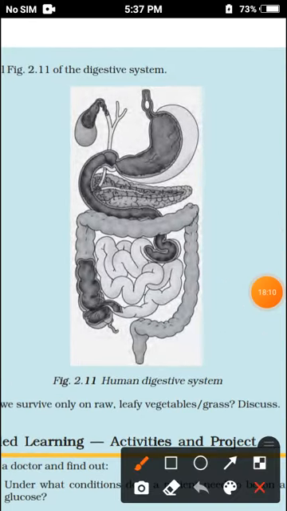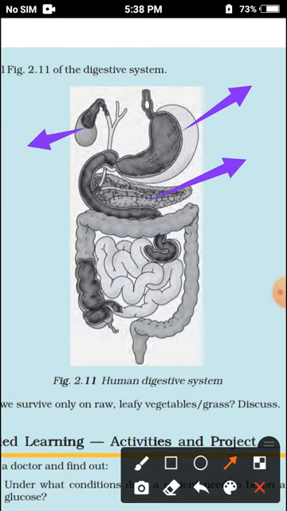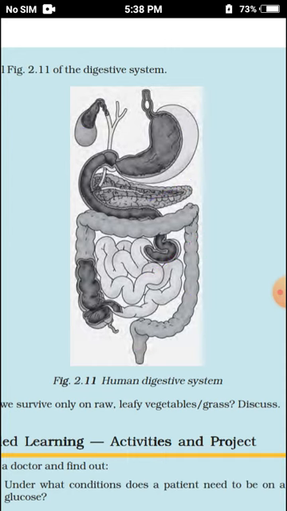Then we have to label the diagram. So I will show you. Here we have the stomach, this is the pancreas, this is the gallbladder, small intestine, large intestine, rectum. So I hope you have understood that.